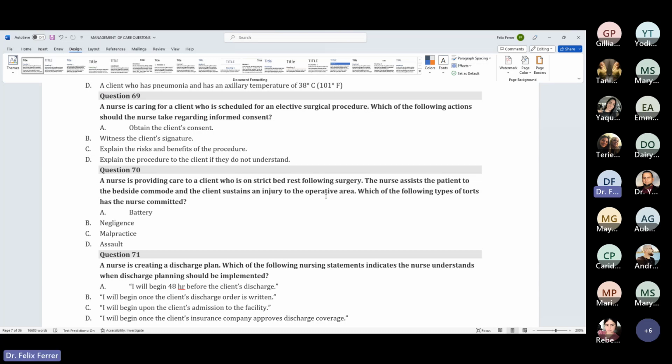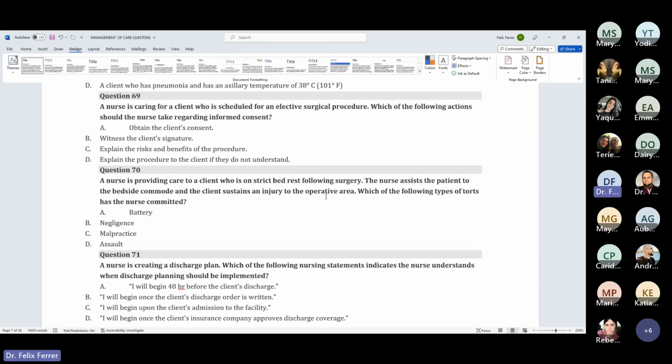A nurse is providing care to a client on strict bed rest following surgery. The nurse assists the patient to the bedside commode and the client sustains an injury to the operative area. Which of the following types of torts has the nurse committed? C.